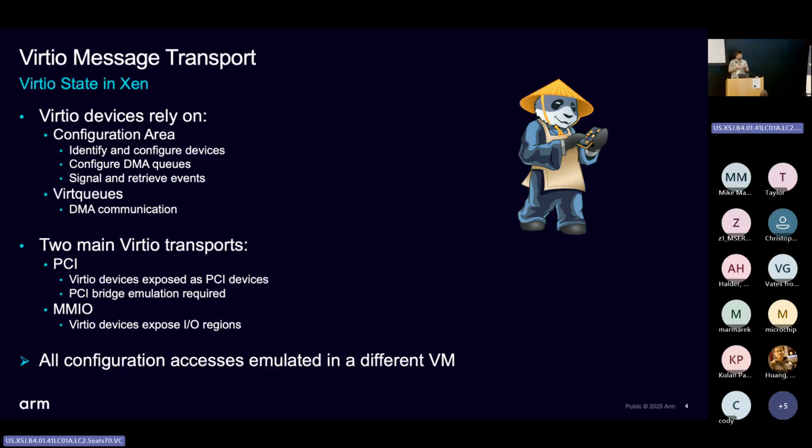The second mechanism explained by the Virtio specification is virtqueues. Virtqueues are a standard to exchange information using DMA between a device and a driver. Currently, there are two main transports. The first one is PCI, where each Virtio device appears as a PCI device. This requires, of course, a PCI bridge emulation. And then there is MMIO, where each Virtio device exposes an IO region. All configuration accesses currently are emulated in a different VM.